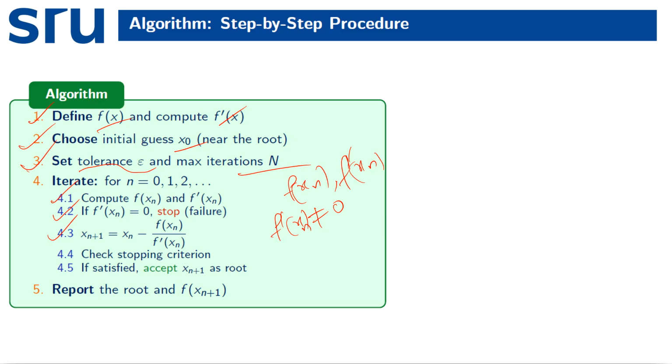We compute the next approximation x_{n+1} = x_n − f(x_n)/f'(x_n). This is the main working formula, and this is very important. Each iteration improves the accuracy with this formula. Now, we check the stopping condition.